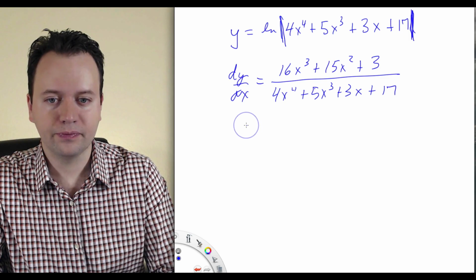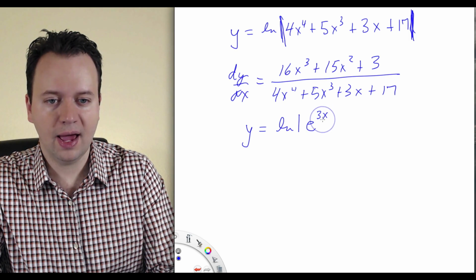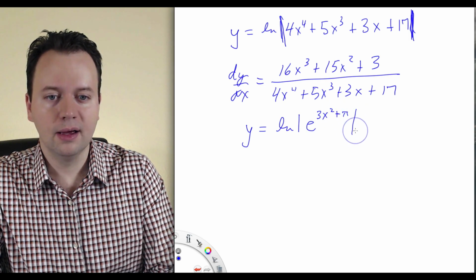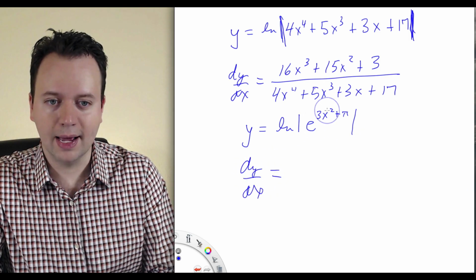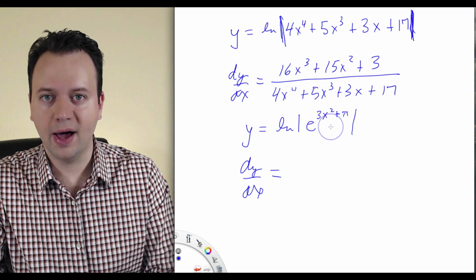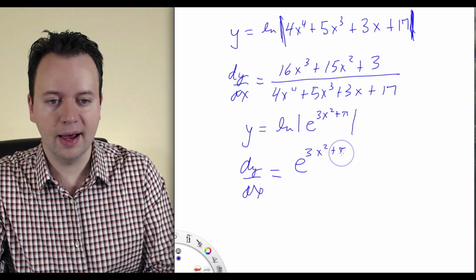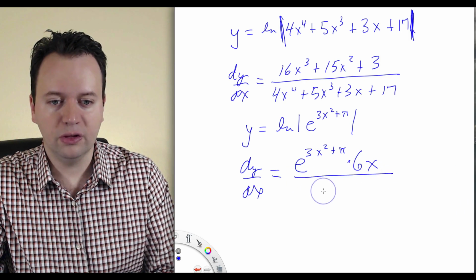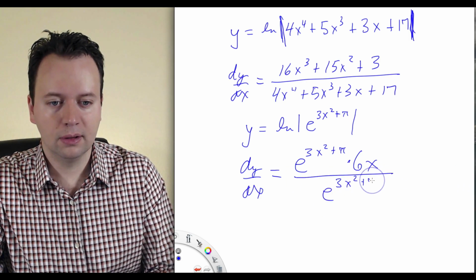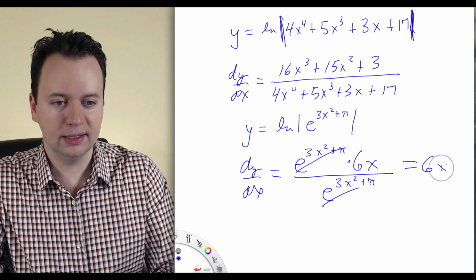original value. If we have y is equal to the ln of e to the 3x squared plus pi, just to make it interesting, let's see what happens. Well, dy dx is just the derivative of the inside. Now the derivative of the inside, we have to go back to our exponential rule. So we rewrite the exponential, e to the 3x squared plus pi, and then we multiply by the derivative of the exponent, which is just 6x. And then we divide it by the original function, like that. And notice that the exponentials cancel out, and we just get 6x.